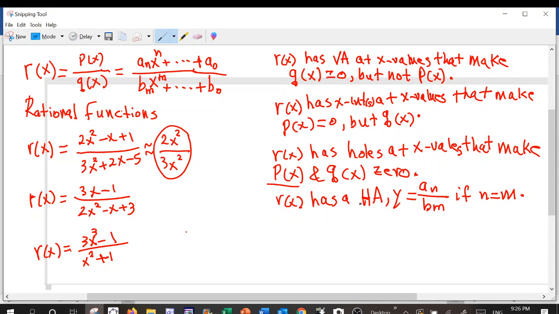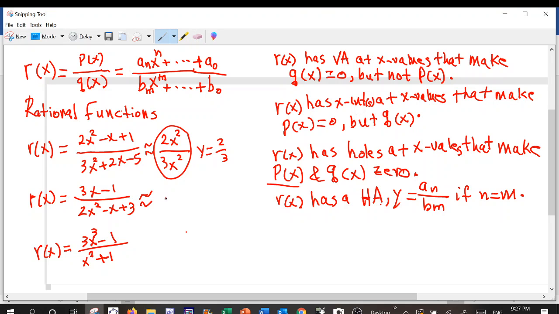So basically what we are saying is that if the denominator and numerator have the same degree, the polynomials have the same degrees, then y equals a sub n over b sub n is the horizontal asymptote. So in this case, the horizontal asymptote is y equals 2 over 3. And what about this one?